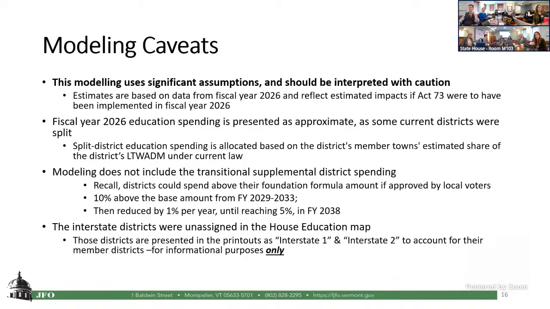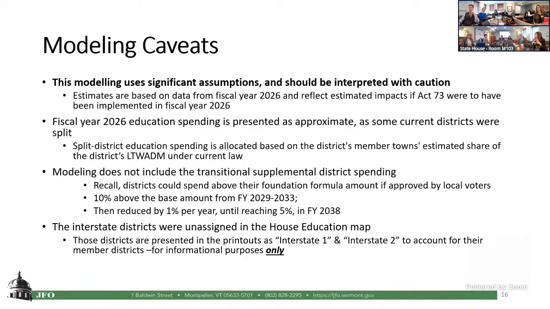So we tried to assign, okay, Montpelier had this share of the long-term weighted ADM under current law, so we will assign them a similar share of that current district's budget. So just keep that in mind when you're comparing the current education spending of FY 26. That's why it's listed as approximate.